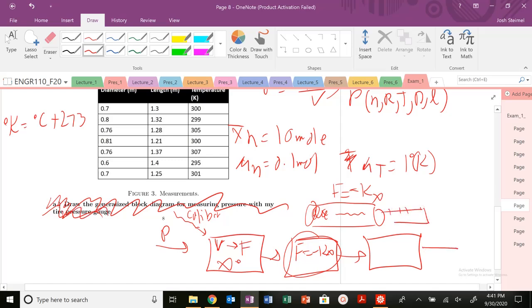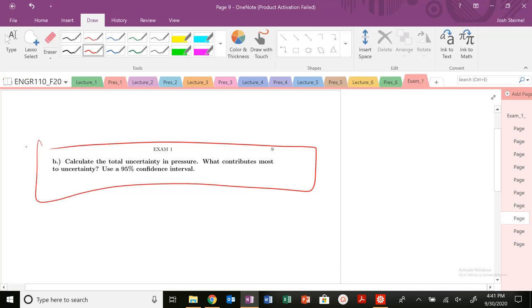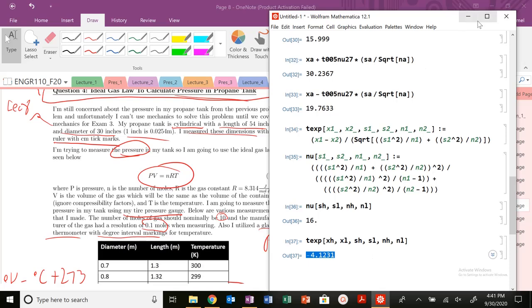Anyways, you will not have to do this for your exam, but you will have to be able to answer a question like this: calculate the total uncertainty in pressure. What contributes most to uncertainty? So let's go ahead and get started with that calculation. I'm going to delete everything, actually I'm just going to make a new note.